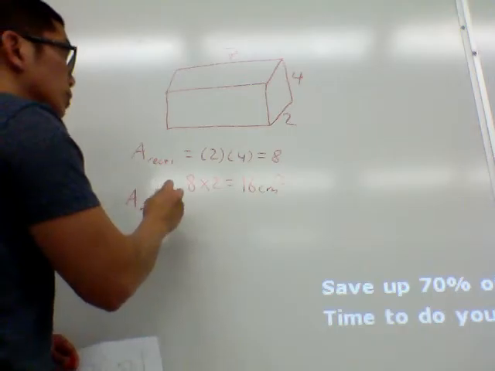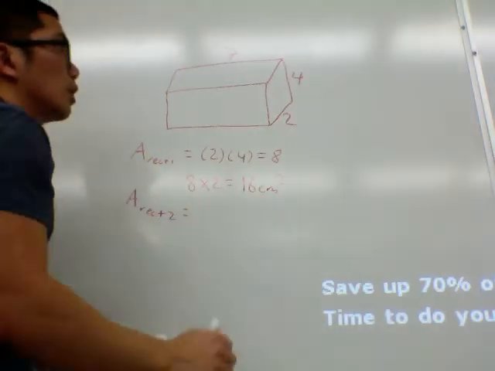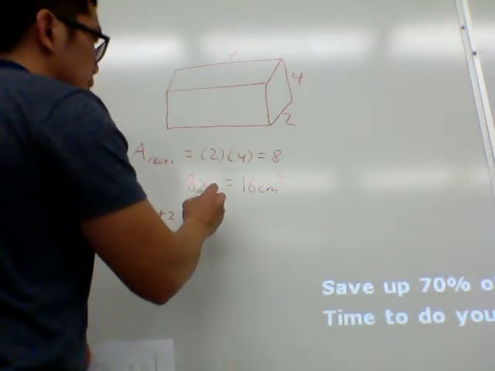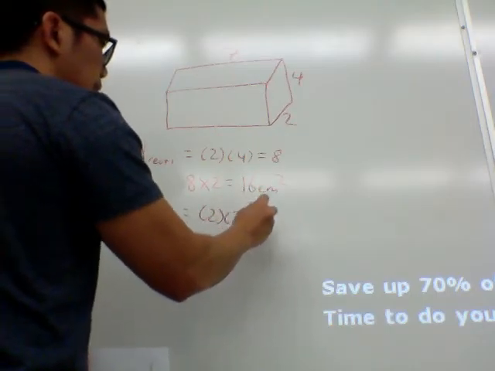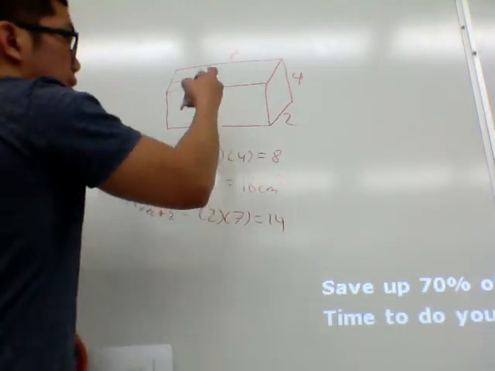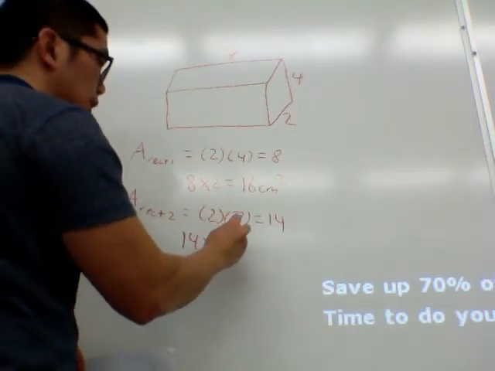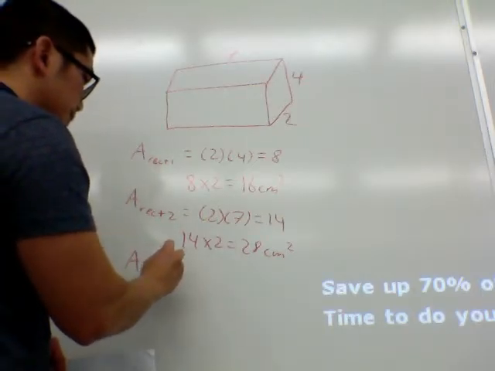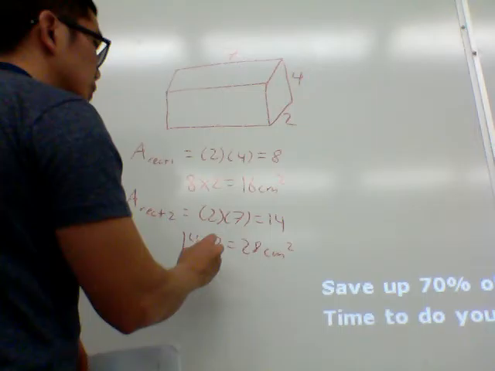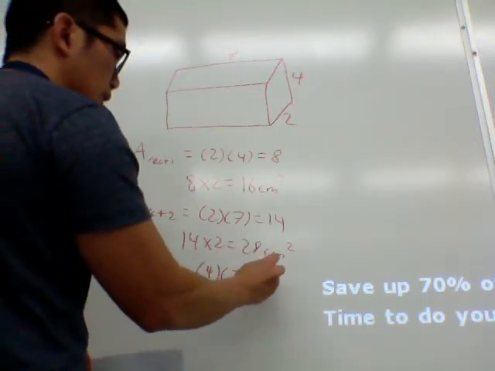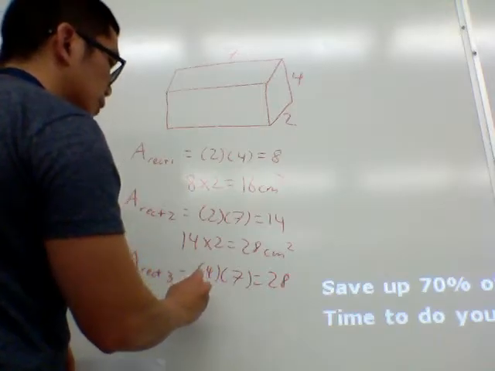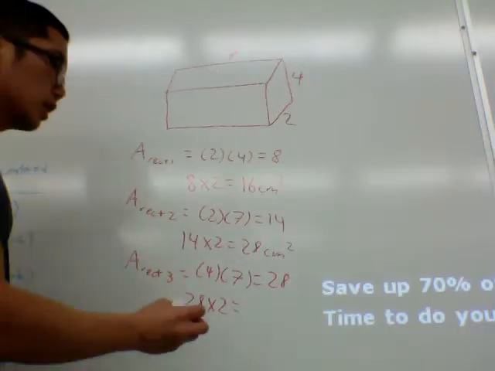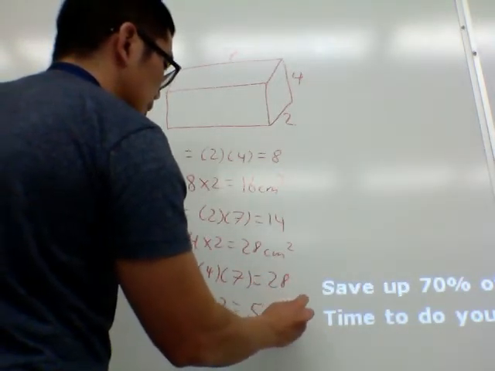Area of rectangle 2. Okay. Area of rectangle 2, let's do the top and bottom. Let's do 2 times 7. And that gives me 14. And remember, there's the top and the bottom, so I have to do 14 times 2. And that is 28 centimeters squared. And in the area of rectangle 3, it's going to be 4 times 7, and that is 28, and then I have to do 28 times 2, since there are 2 of those rectangles, and so this gives you 56 centimeters squared.